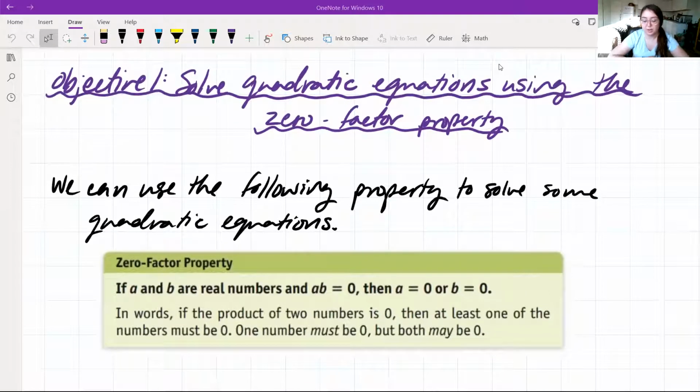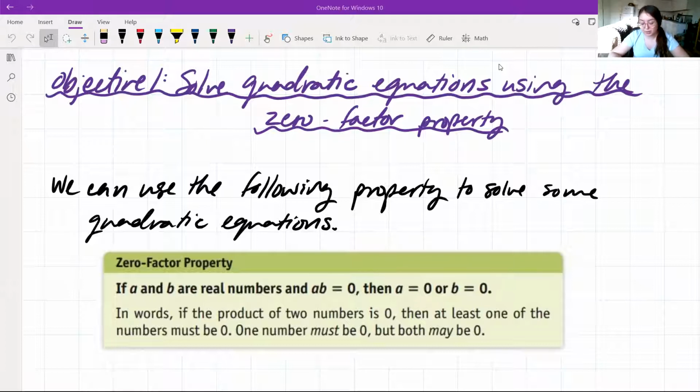So objective 1, we want to solve quadratic equations using the zero factor property. So we can use the following property to solve some quadratic equations. The zero factor property states that if a and b are real numbers and a times b is equal to 0, then a is equal to 0 or b is equal to 0. In words, if the product of two numbers is 0, then at least one of the numbers must be 0. One number must be 0, but both may be 0. So once again, one of them has to be 0, but they can also both be 0.